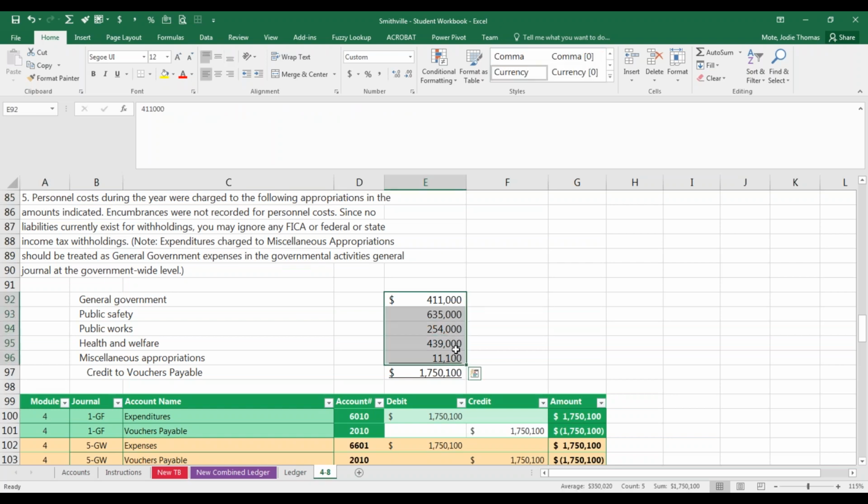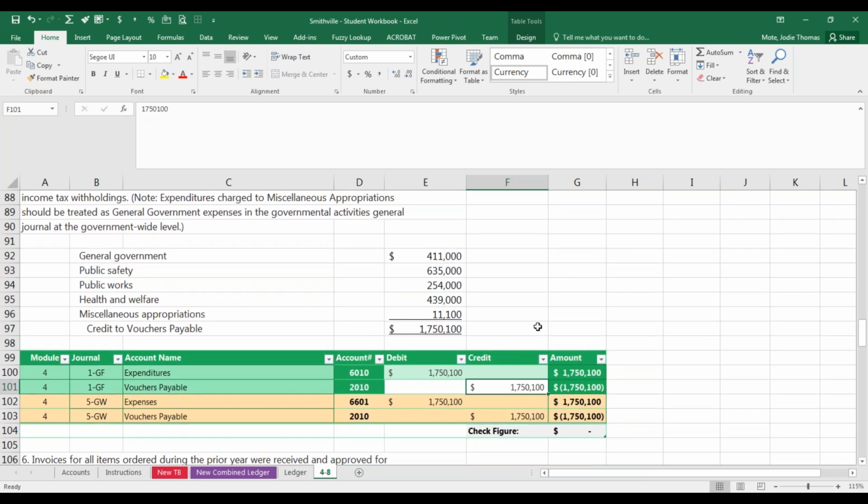You're just recording the full amount as a payable because it's saying it was charged. These bills weren't paid yet. So you've got a debit to expenditures for about 1,750,100, and a credit to vouchers payable for 1,750,100. And it looks almost exactly the same on the government-wide journal.